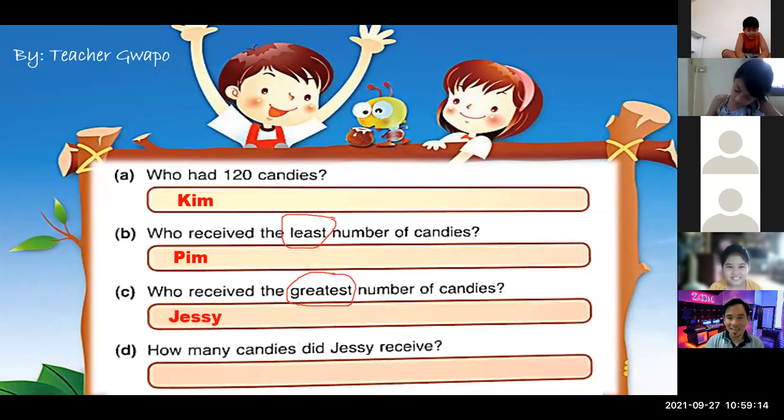Because you look at the pictogram, you will see that Jesse has how many pictures? There are 8 pictures, right? So you count by 20. 20 plus 20 plus 20 up to eight 20s, and then you will multiply. Now, the question in letter D: how many candies did Jesse receive?